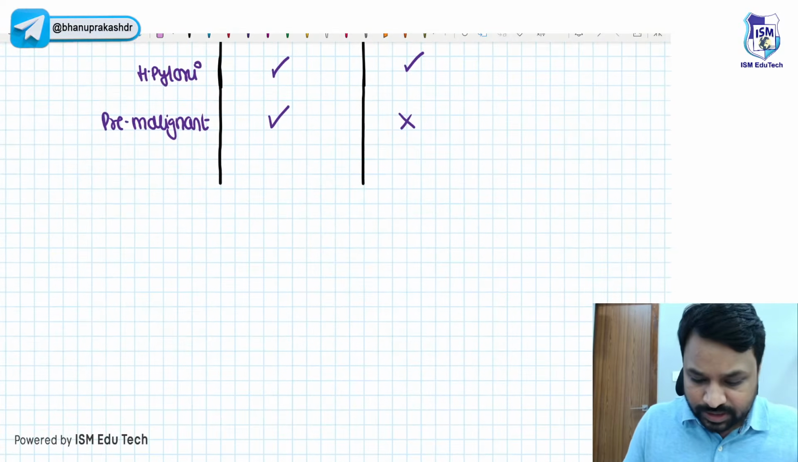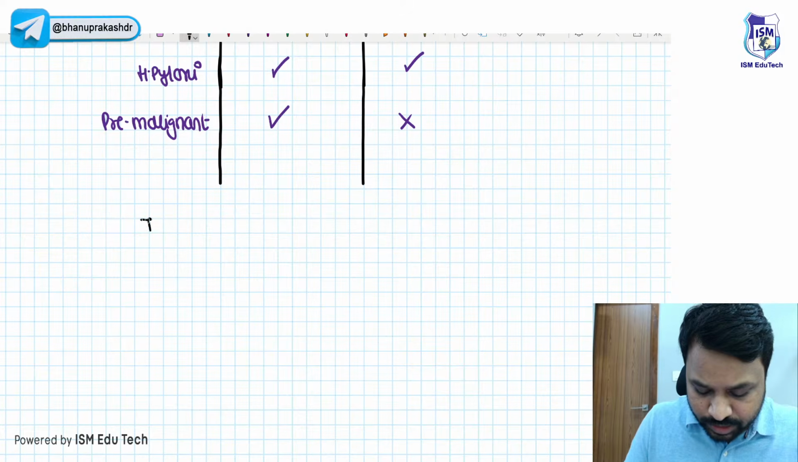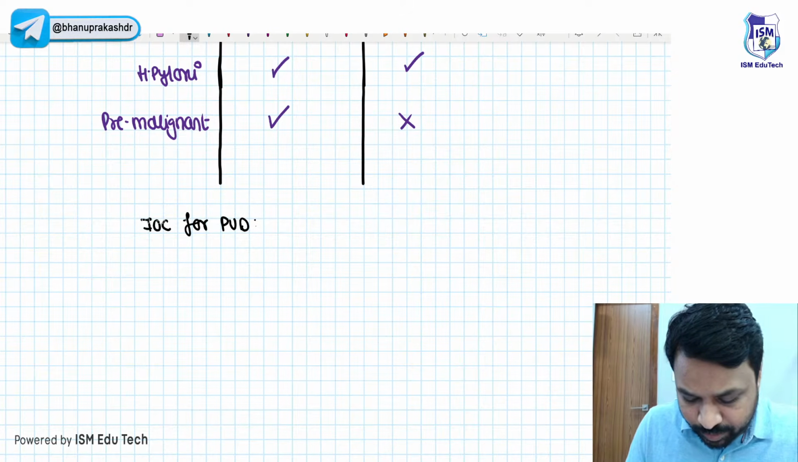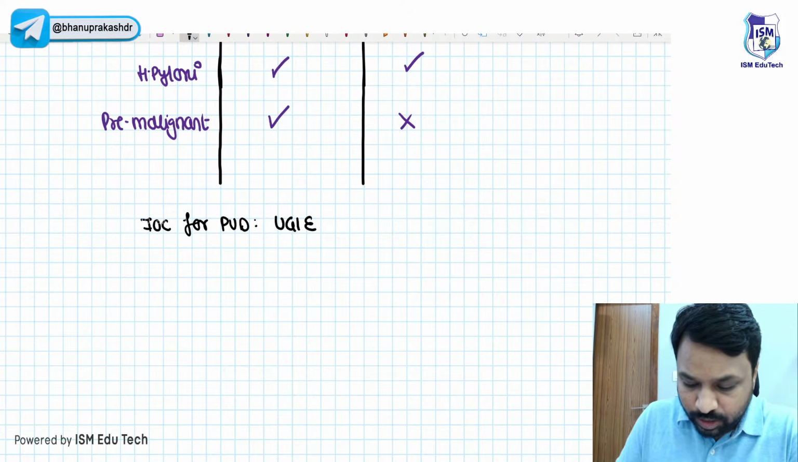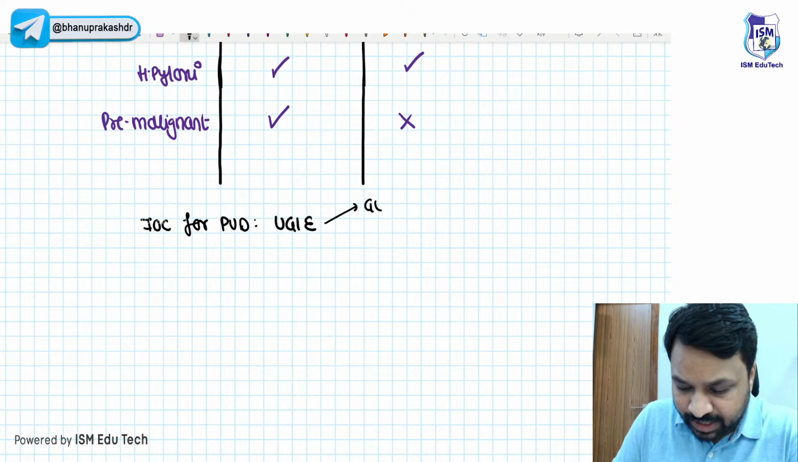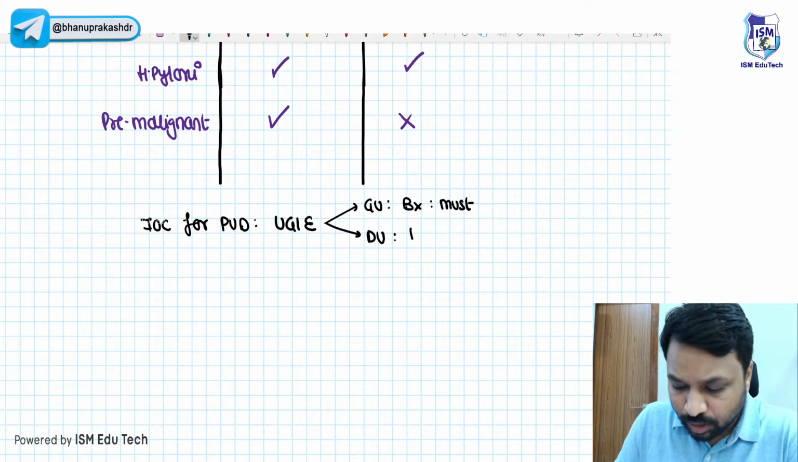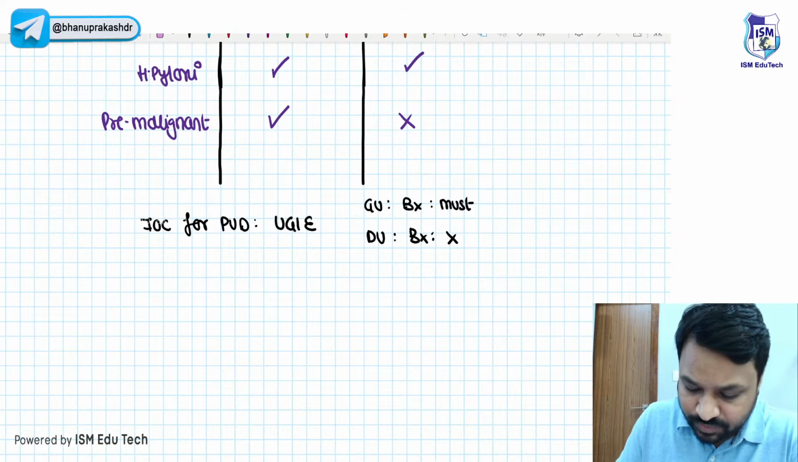Now, what is the investigation of choice for peptic ulcer disease? It is going to be an upper GI endoscopy. On an upper GI endoscopy, if you see a gastric ulcer, a biopsy should be taken. For duodenal ulcers, there is no need for biopsy, because they are never pre-malignant, right?